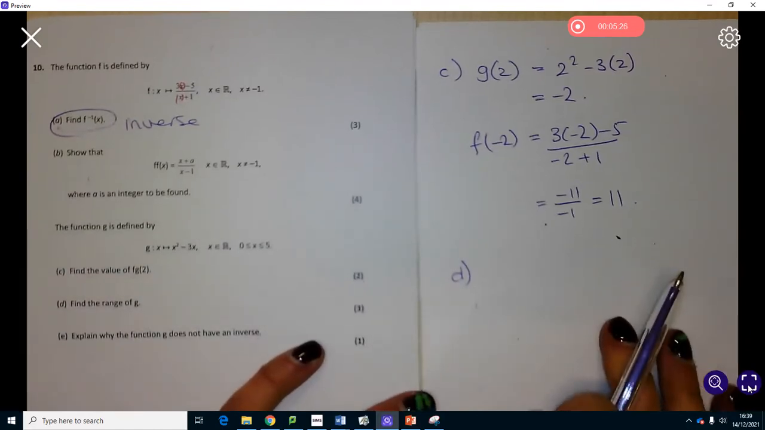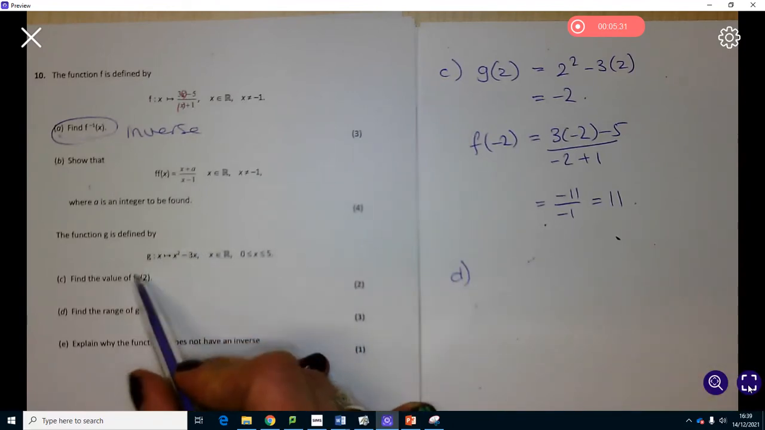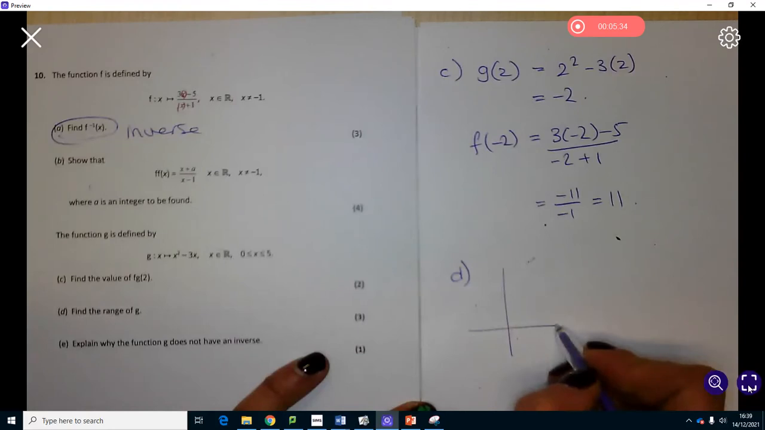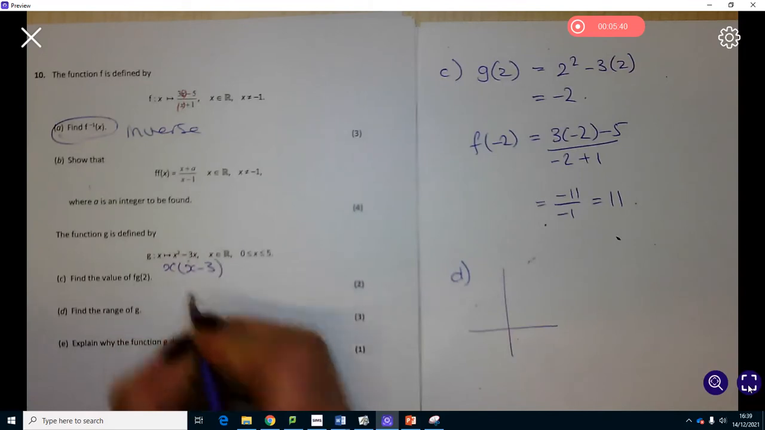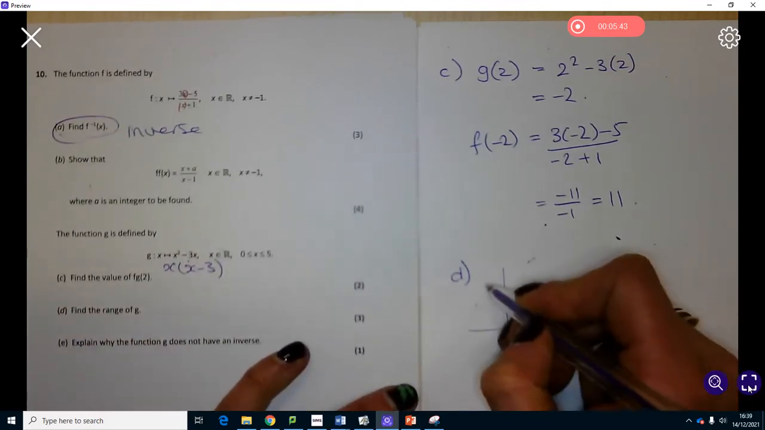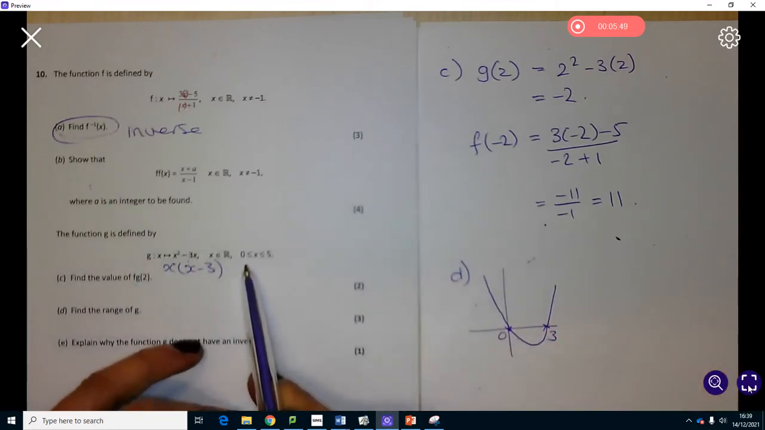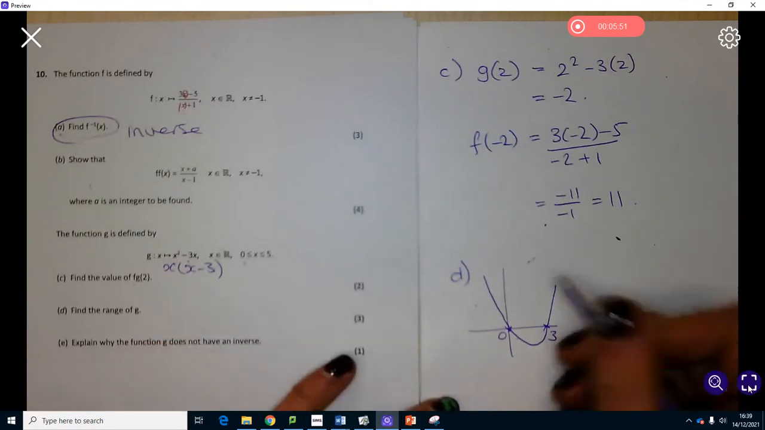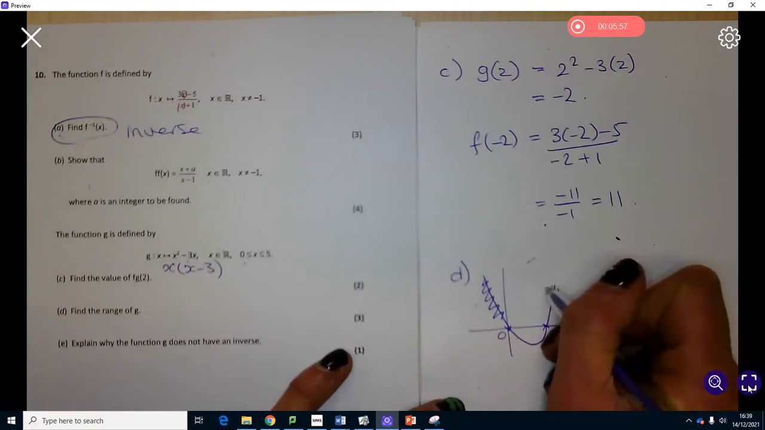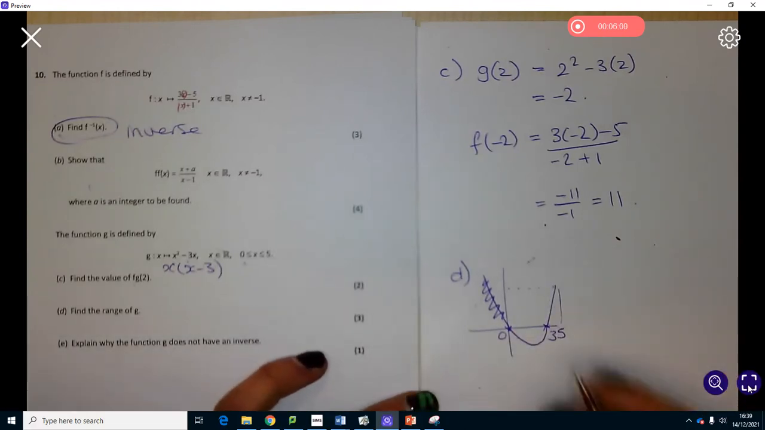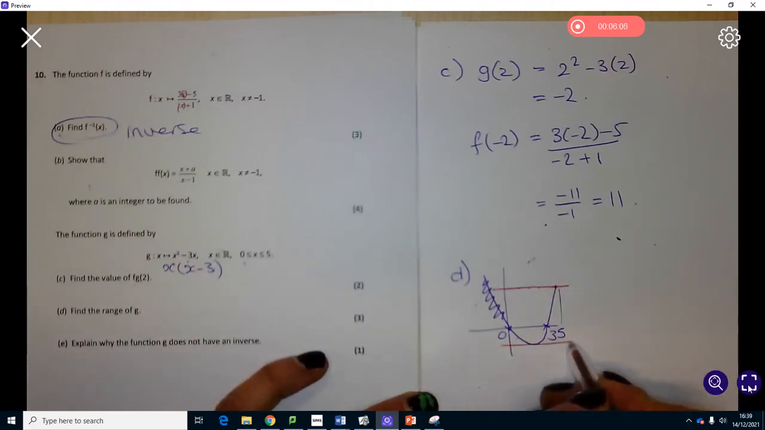Find the range of g. So this is a question that a lot of you got stuck on. And we need to think about this function. So I'm just going to do a little sketch. x squared take away 3x. Well, that factorises to x, x take 3. So it's got roots at 0 and positive 3. We're told that this function exists between x is 0 and x is 5. So this bit doesn't exist, but it does go to x is 5 here. So the range of these y values is between the maximum, where the graph stops here, and the minimum point here.